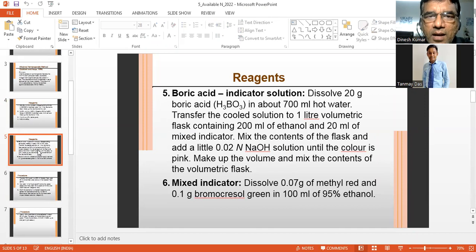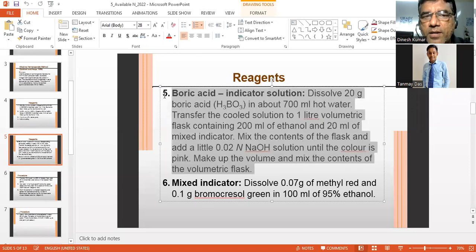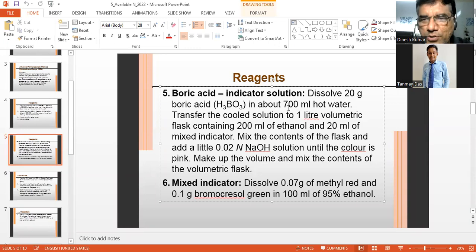Now boric acid mixed indicator solution: dissolve 20 gram of boric acid in about 700 ml hot water. Transfer the cooled solution to a 1 liter volumetric flask containing 200 ml of ethanol and 20 ml of mixed indicator. Mix the contents of the flask and add a little 0.02 normal NaOH solution until the color is pink. Make up the volume and mix the content of the volumetric flask. So this is the simple procedure to make the boric acid indicator solution.